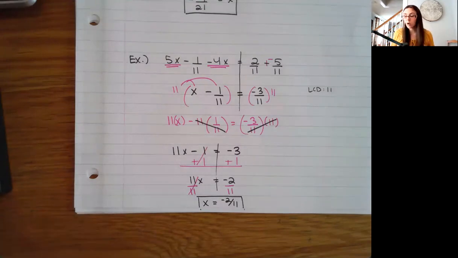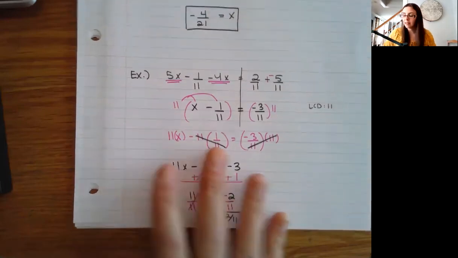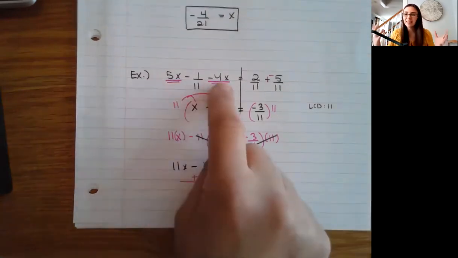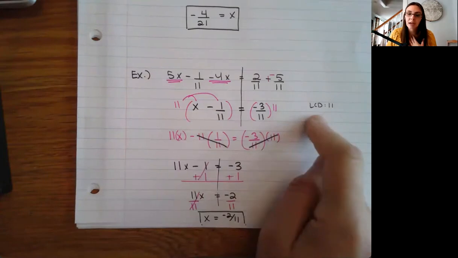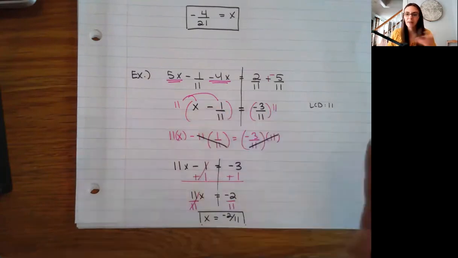But again, if you see something small that you can do first, we haven't really seen it yet, like 5x minus 4x, that's really easy that you can combine together on that side of the equation. You can still do that first. But I love this little canceling technique for the fractions. Once I get that far, then I don't have to worry about them anymore.